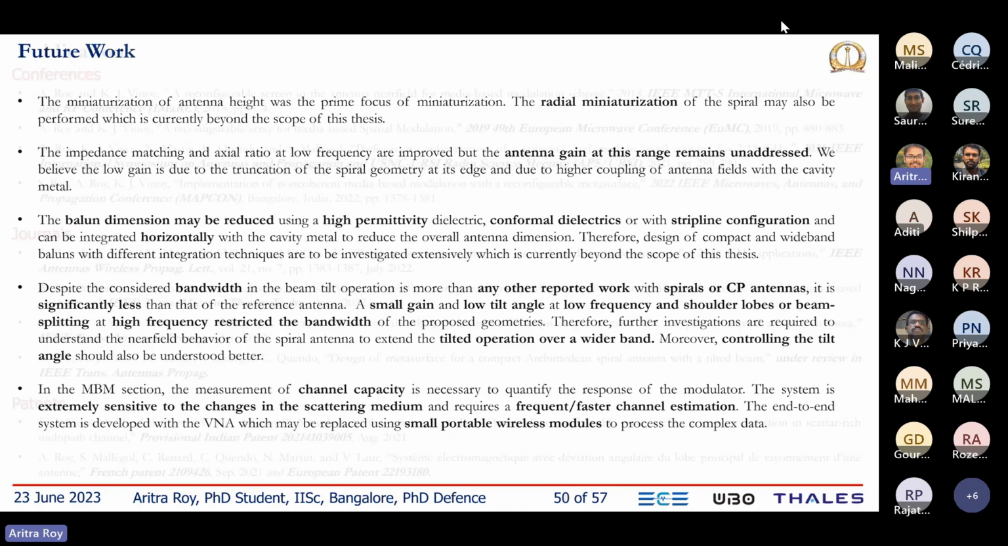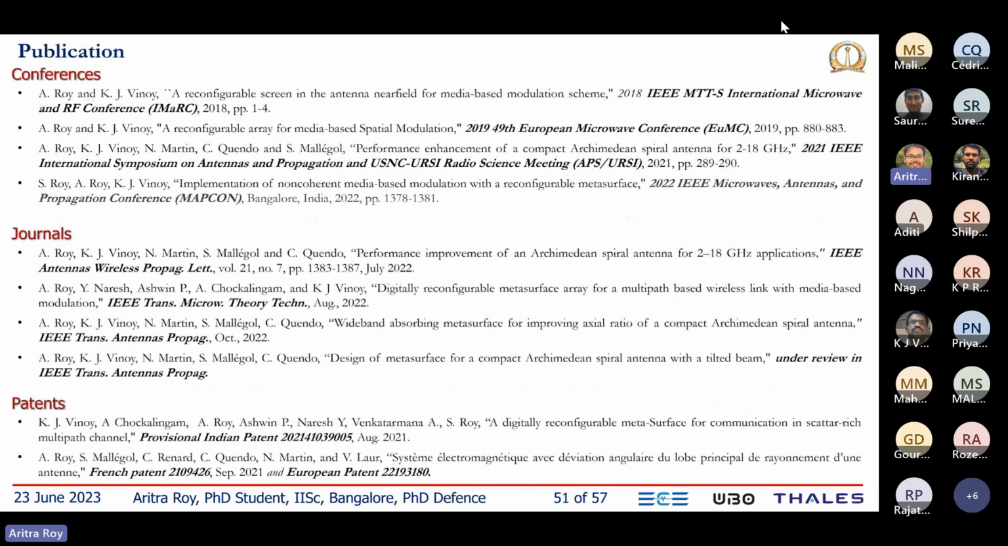So I think these are the publications that we got based on our work in the thesis. We were able to publish in several international and national conferences, as well as in good journals, and also able to file some patents with the help of my co-workers.